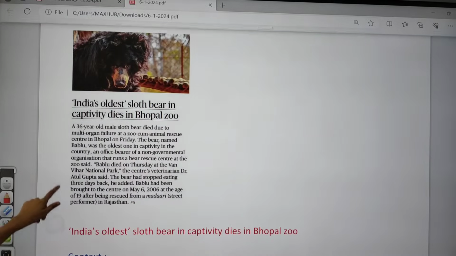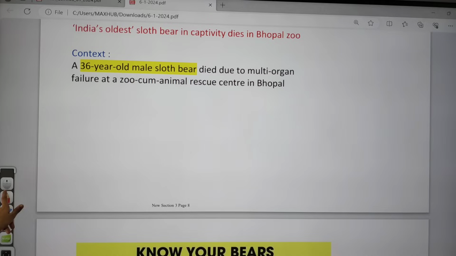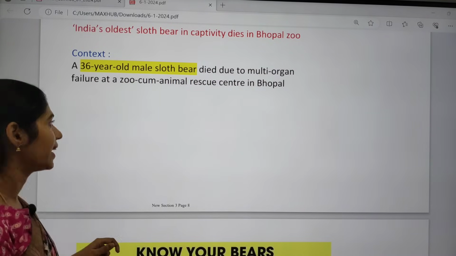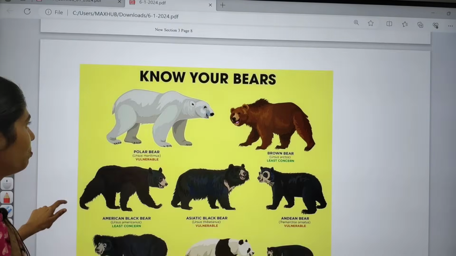And the next one is the image of a sloth bear. Finally, we lost the sloth bear in Bhopal. A 36-year-old male sloth bear died due to multiple organ failure in the zoo. Now let us try to understand the different types of bears.